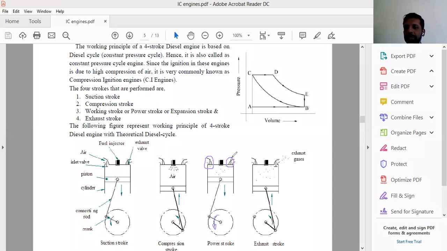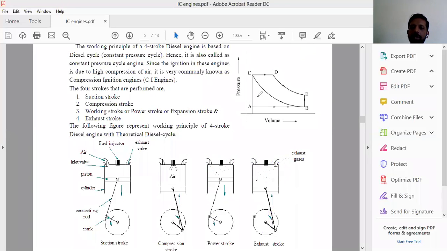And finally, during the exhaust stroke, the piston is going to move from BDC to TDC. During this time, the inlet valve is closed, the exhaust valve is open, right? So as the piston moves from BDC to TDC, the volume is decreasing in the engine piston cylinder arrangement. So it is going to push out all these burnt gases out through the exhaust valve. And during this time, there is another half a rotation of the crank, right?